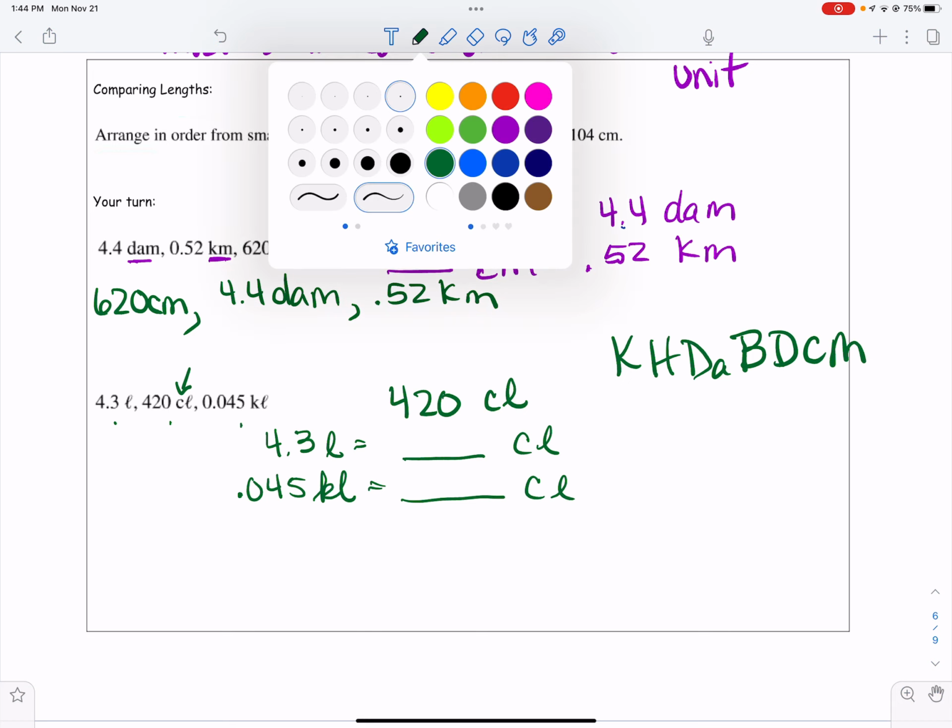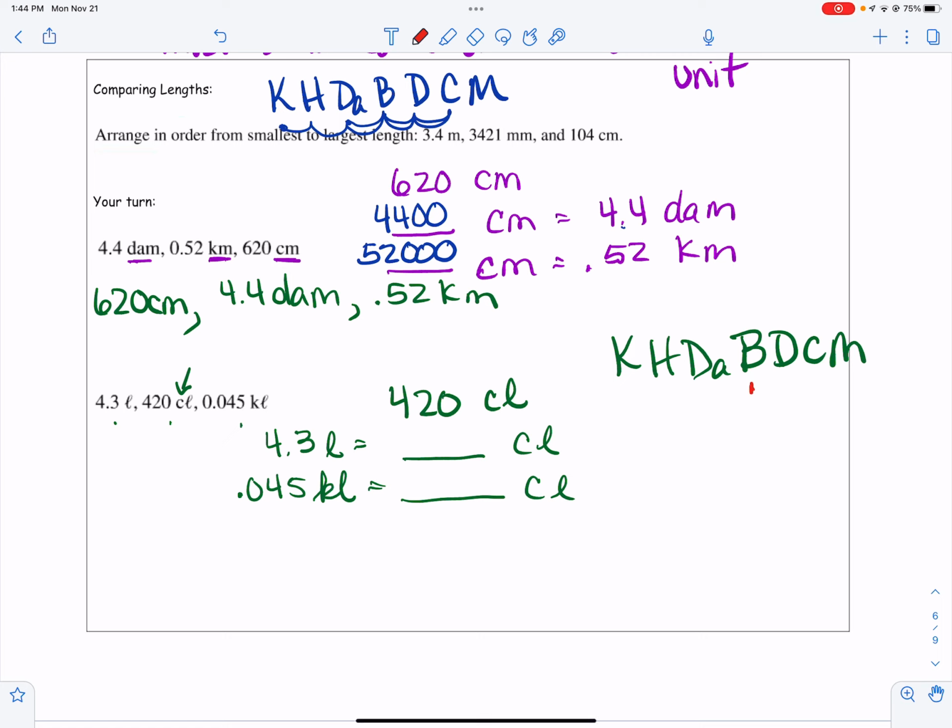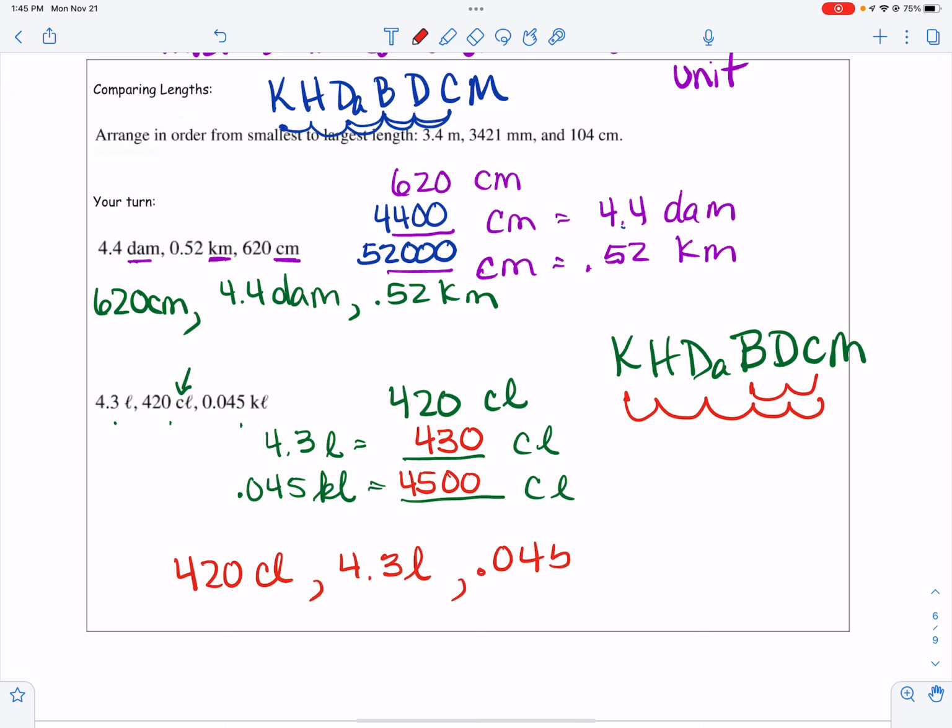So writing out my little verse, starting with liters, which is my base, I go 1, 2 to the right. So that gives me 430 centiliters. And then going from kiloliters, I go 1, 2, 3, 4, 5 to the right. So that becomes 4,500 centiliters. Okay. So the smallest is 420 centiliters. The next smallest is 4.3 liters, and the largest is 0.045 kiloliters.